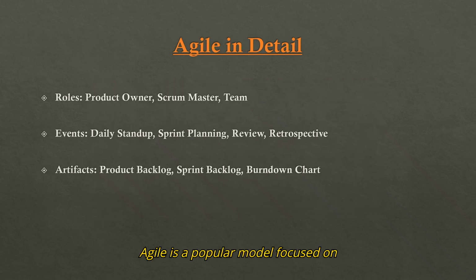Agile is a popular model focused on flexibility and collaboration. It includes roles like product owner and scrum master, with regular events such as daily stand-ups and sprint planning. Artifacts like product backlogs and burn down charts help keep us organized and focused.